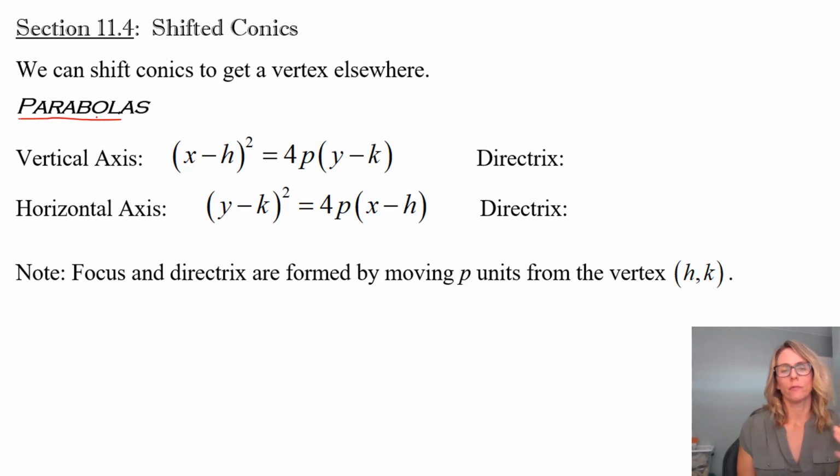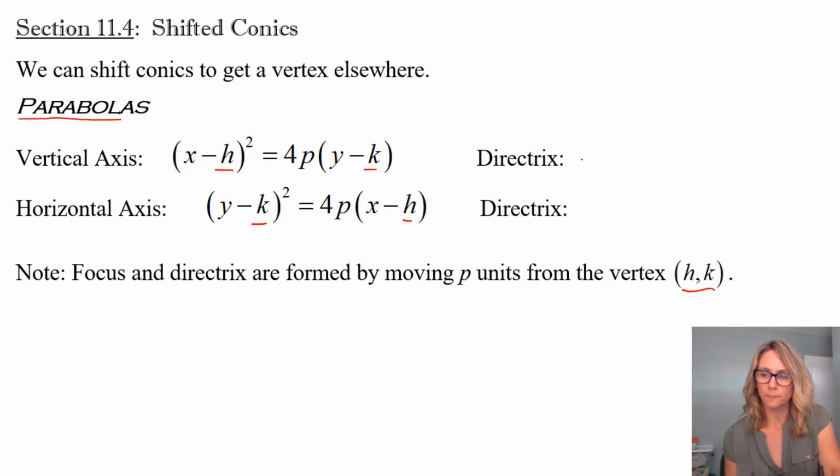And what you see in terms of vertical axis and horizontal axis are very similar formulas to what we saw back in the first section of this chapter. But notice that within the squared portion, there is a minus and then a letter there, h or k. And then similarly with the variable on the right-hand side, also k or h. And that is simply the vertex. So for the parabola, that's the new vertex. When you can write it in this form, you can find the vertex.